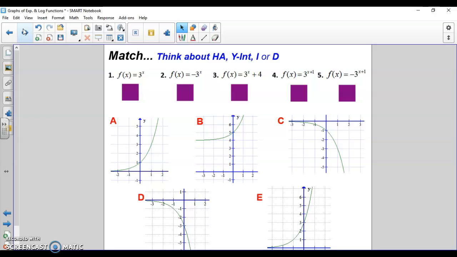Now matching. I'm going to keep the matching pretty simple. There is going to be a matching section on the worksheet. Just think about the horizontal asymptote, the y-intercept, and then increasing or decreasing. Kind of in that order for the most part. I'm just going to remove all these.